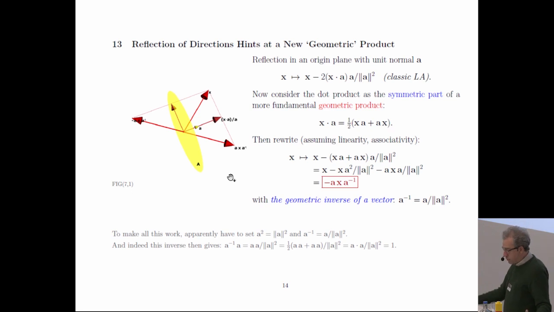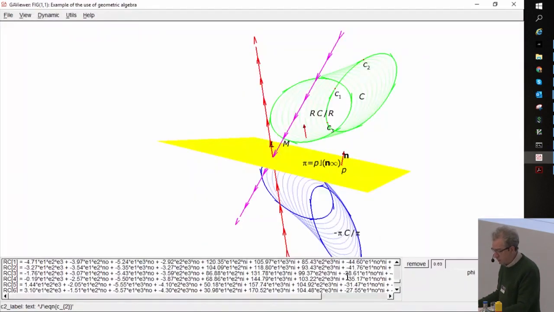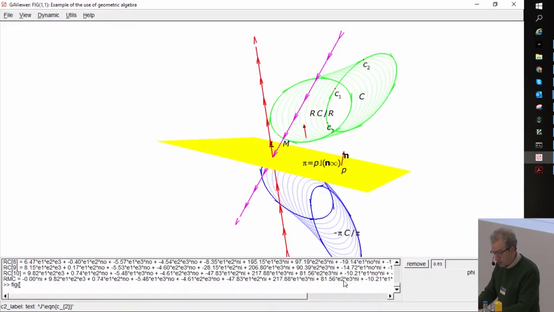You saw this morning that reflection may be an important operation to organize our operators. Let's look at that classically. So I have here a plane, and I have, maybe I should do the demo first. What is it? Figure 7.1. So that is from my book, Chapter 7, Figure 1.